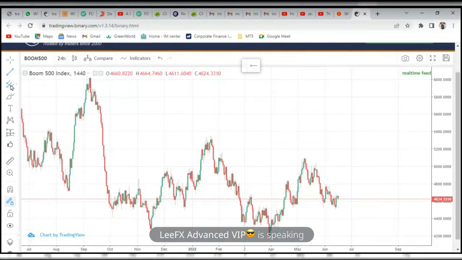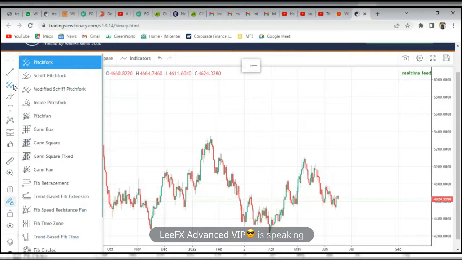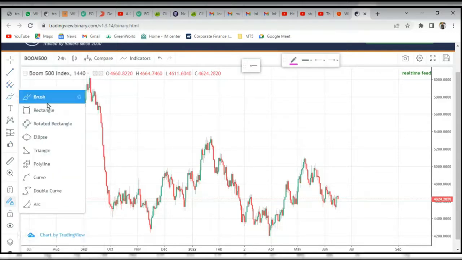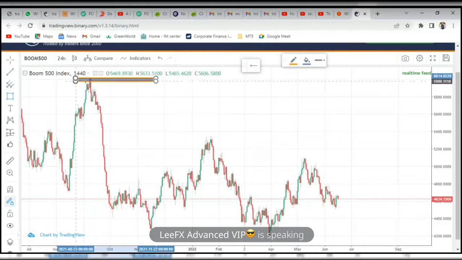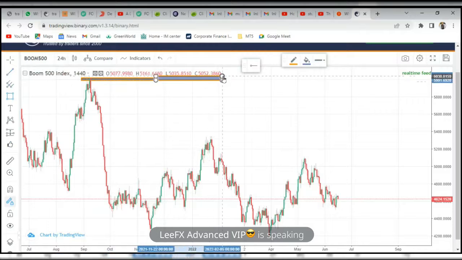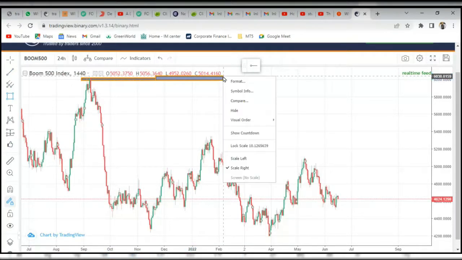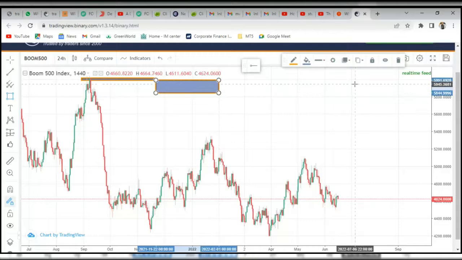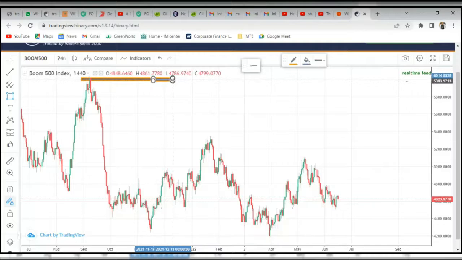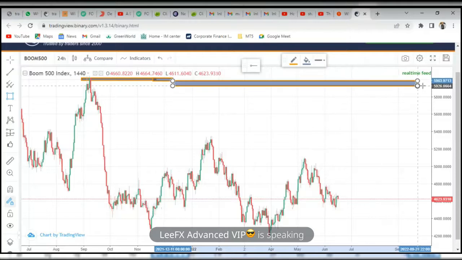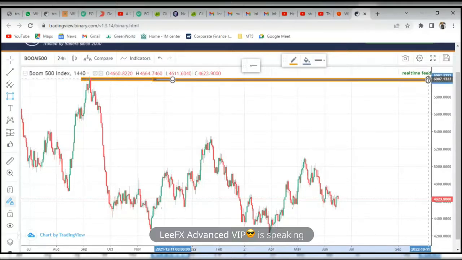When we look at history, I'll talk about that on the first point. So when we look at here, this is where the price was. It was at this level.